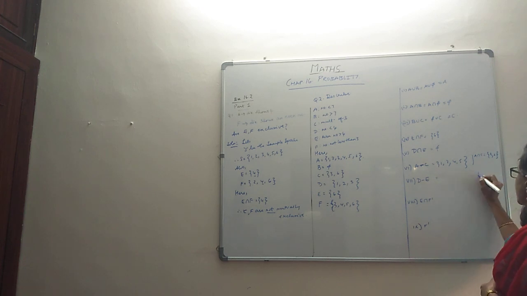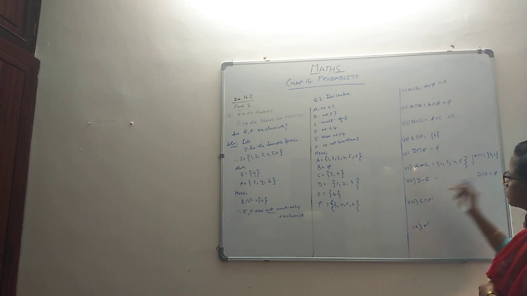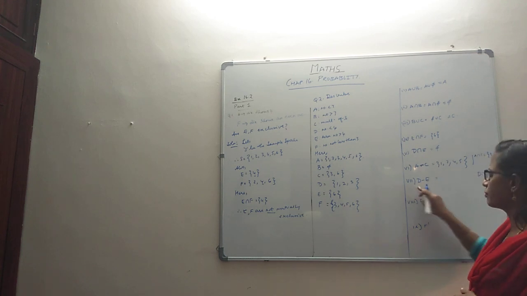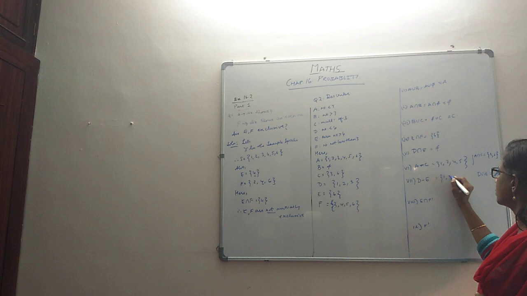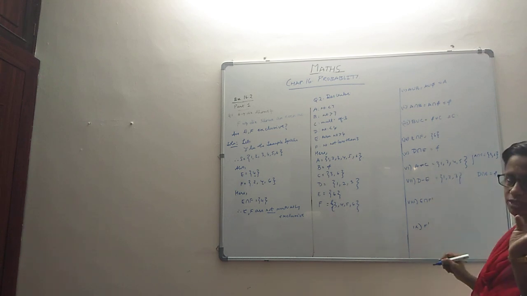D minus E, same way. Look at the intersection between D and E. Between D and E, the intersection is empty, so D minus E is going to be D itself. So it's 1, 2, 3. Whenever the intersection is empty, you just write the first set.